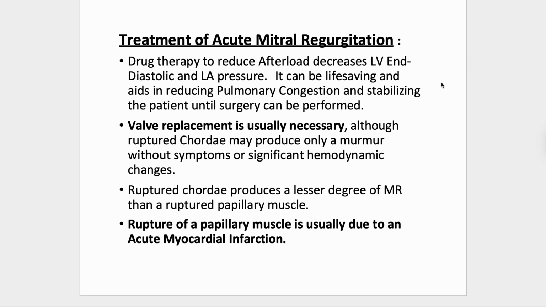Okay, so that was chronic regurgitation. Treatment of acute mitral regurgitation: same thing, there can be drugs given, like high blood pressure medication, to decrease afterload and stabilize the patient. But usually in acute regurgitation, you are going to need valve replacement, because oftentimes it is caused by the papillary muscle tearing off, the chordae tendineae being disrupted, or bacterial endocarditis eating through the valve leaflet. All those things necessitate a valve replacement.